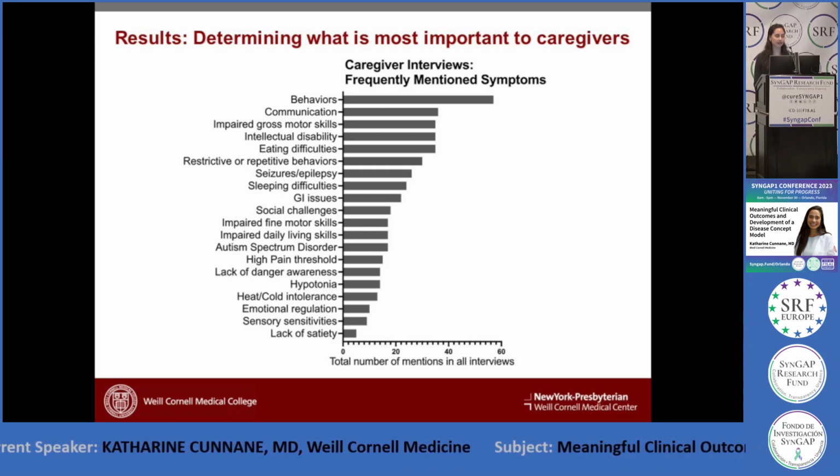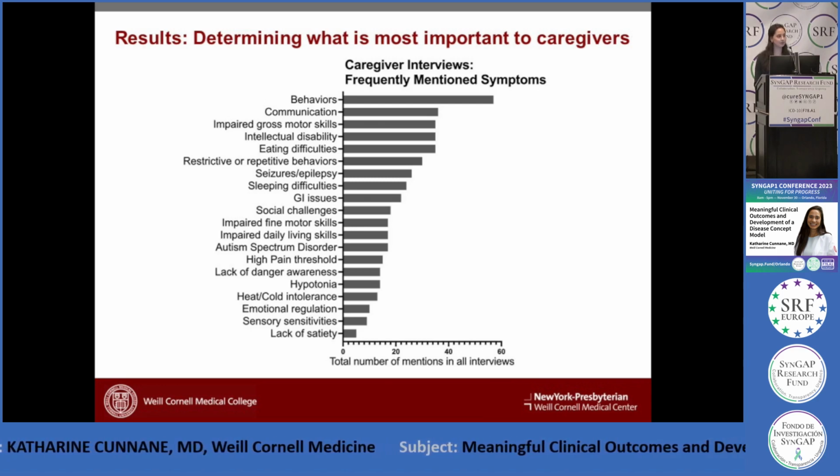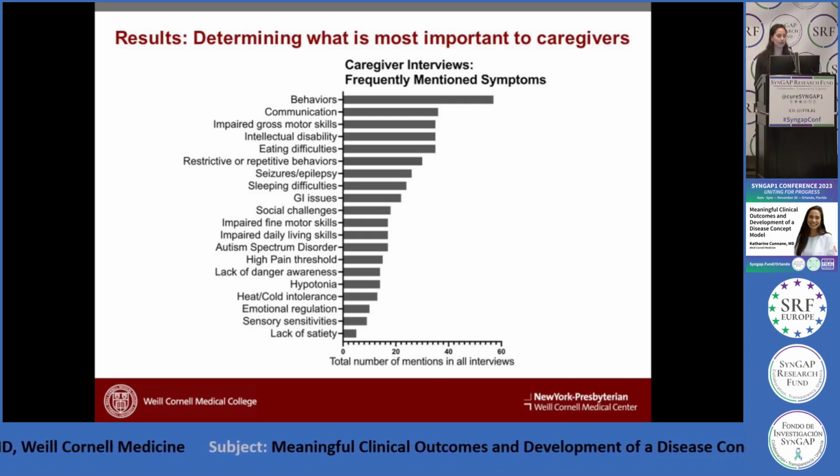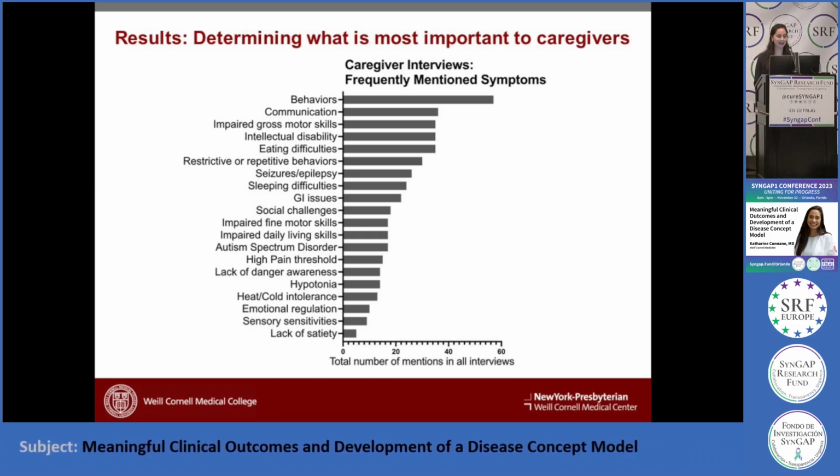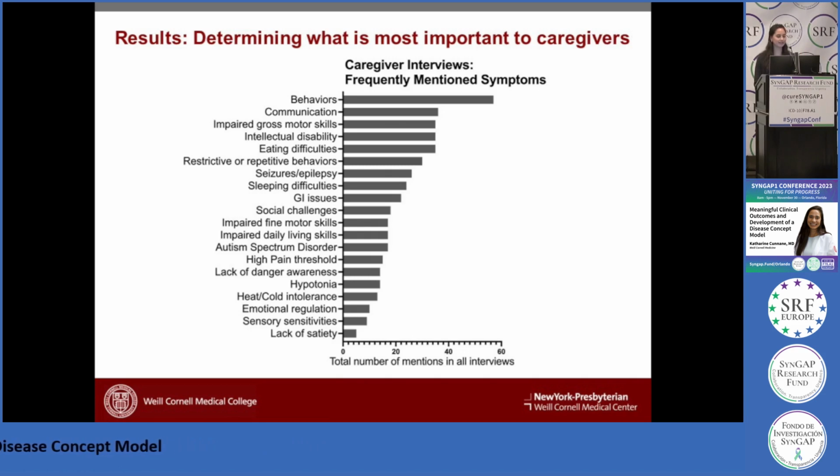For example, if the first caregiver I interviewed mentioned behaviors 3 times when I was talking to them, and the second caregiver I interviewed mentioned behaviors 2 times, that number on the x-axis would be 5. I think you can appreciate here that by a lot, caregivers were focused on behaviors the most in conversation, and then communication, impaired gross motor skills, intellectual disability, and eating difficulties were all talked about a similar amount after that. Something that was somewhat surprising to our group, because Dr. Greenspan is an epileptologist, is that seizures and epilepsy weren't really the primary focus when caregivers were just asked about what symptoms their child experiences and what's most difficult for them.